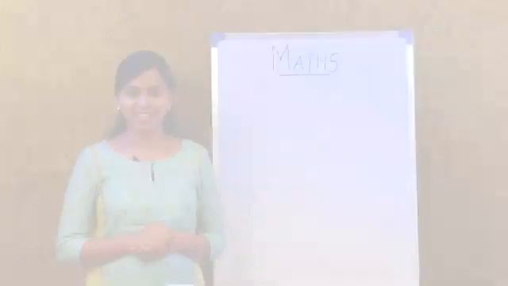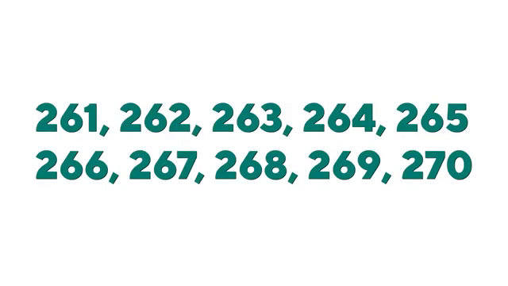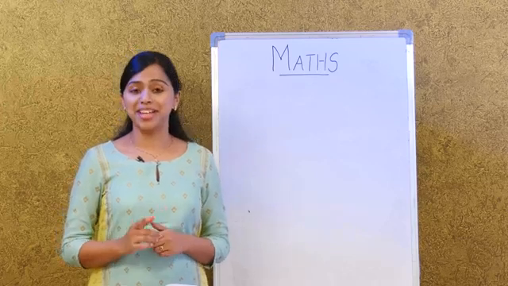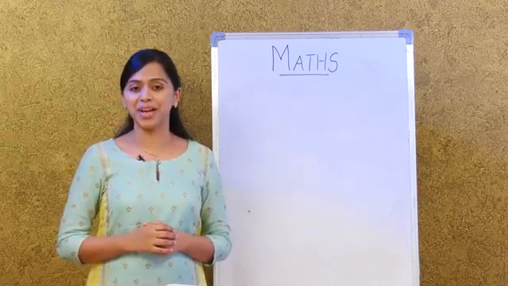260. All right? So 261. Tell along with me. 262, 263, 264, 265, 266, and then comes 267, 268, 269, and 270. Very good. So I believe you remember the numbers very well.